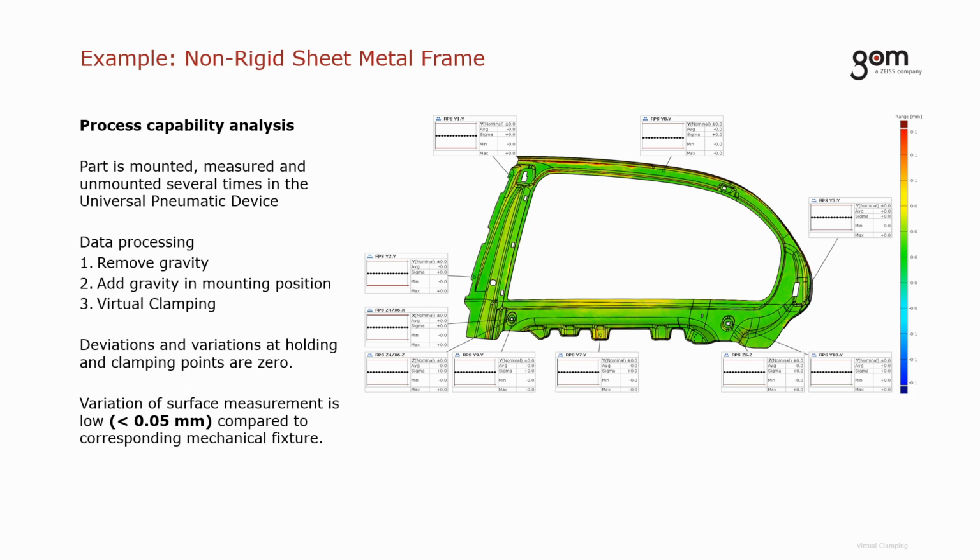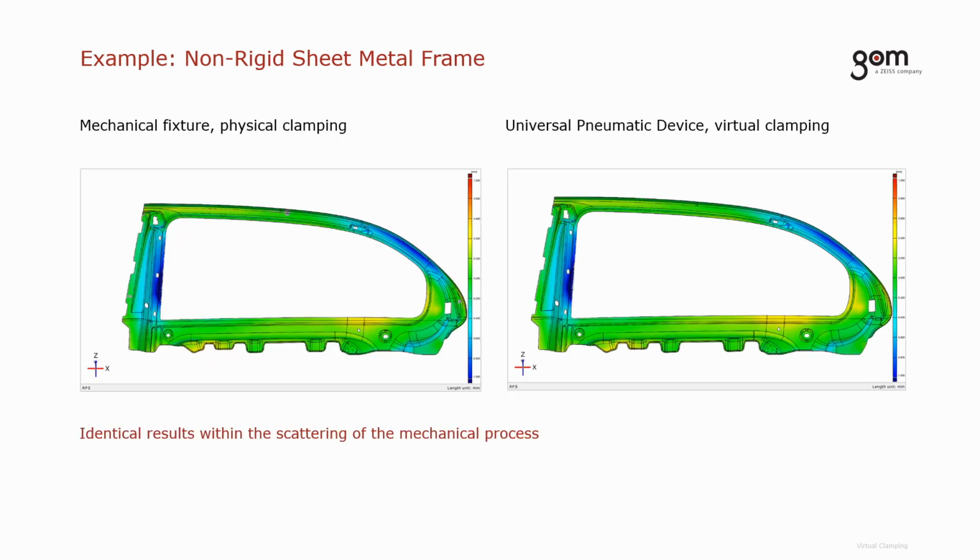So, the process capability analysis. The part is mounted, measured, and unmounted several times using the universal pneumatic device. The data processing involved in this particular study: remove gravity, add gravity in the mounting position, and then virtually clamp. Deviations and variations at the holding and clamping points are 0. The variation of surface measurement is low, less than 50 microns, compared to corresponding mechanical fixtures, which vary. So here you have the mechanical fixturing with physical clamping and the pneumatic device with virtual clamping, with identical results within the scattering of mechanical processes.